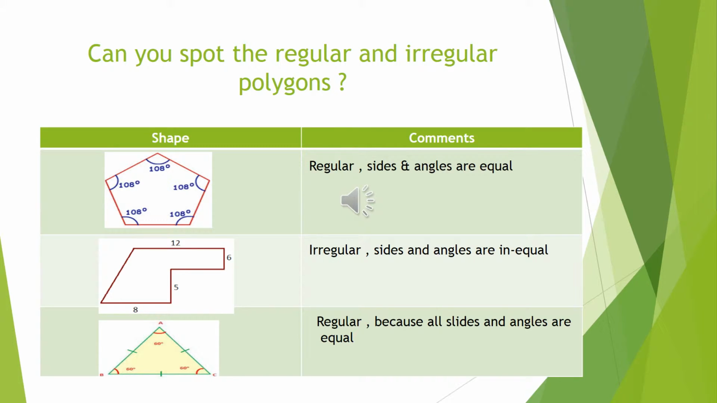Can you identify the regular polygons and irregular polygons from this chart? The first one is a regular polygon because all its sides and angles are congruent. The second one is an irregular polygon because its sides and angles are not congruent to each other. The third one is a regular polygon because again, all its sides and angles are equal.